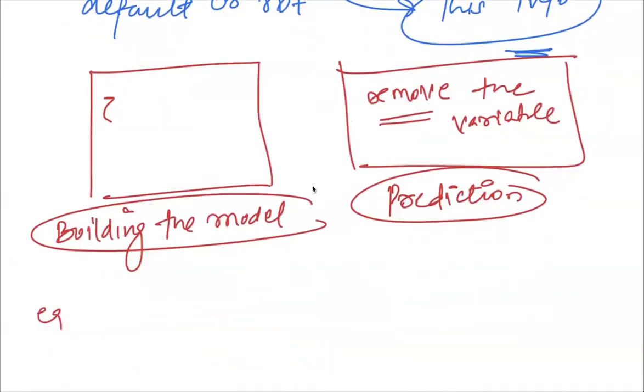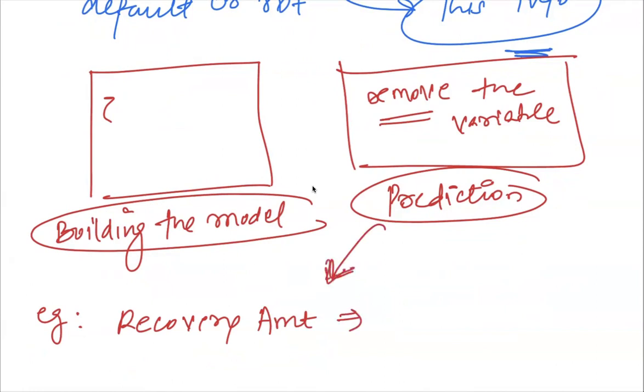An example of a leaky feature is recovery amount. We cannot have recovery amount when we are doing the prediction piece. Do you know why? If we are building a PD model, or using this PD model for prediction, why can we not have this? Any guesses?